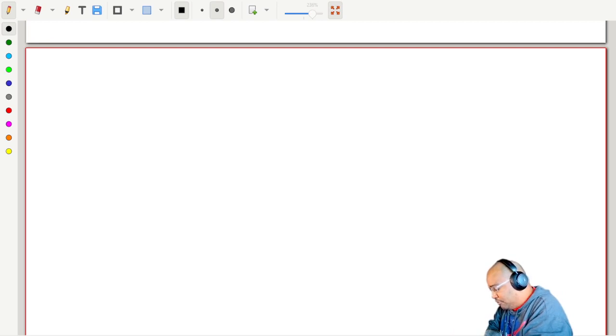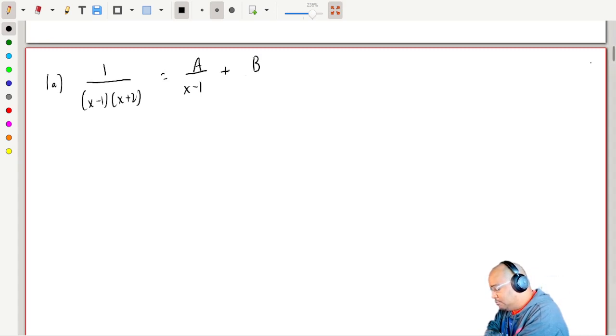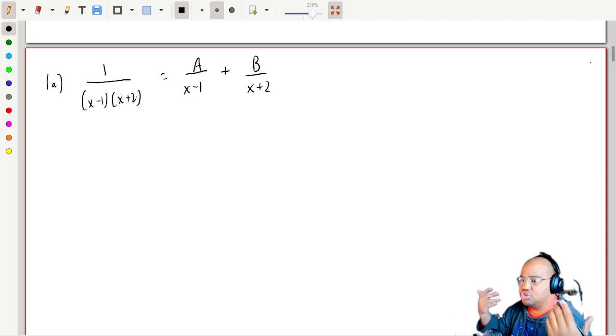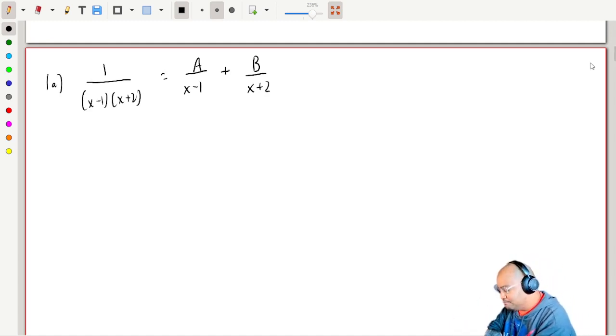So for the first one, we have the fraction, this is 1a, 1 over x minus 1 times x plus 2. And we saw from above that we can expand this as some number a over x minus 1 plus some number b over x plus 2. And now the natural question is, how do I go about solving for these coefficients a and b? Remember, this is supposed to be an equation in the unknowns a and b. x is there as a parameter, an intermediate variable if you like.